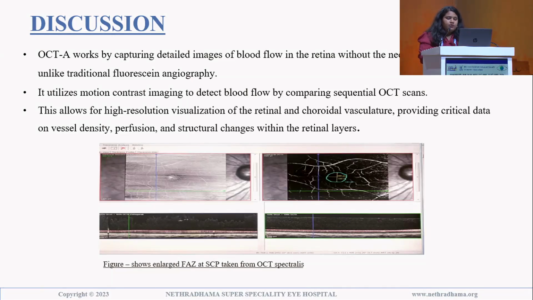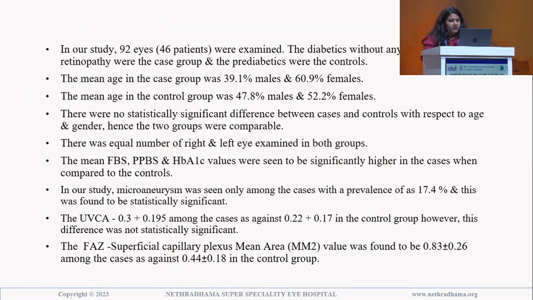This was the OCT picture obtained using the Spectralis machine in our hospital, wherein the manual method was used to calculate the mean area and the mean diameter. So 92 eyes were examined. The mean age was 31.9 with 39.1 percent males and 60.9 percent females in one group, and 47.8 with 47.8 percent males and 52.2 percent females in the other. It was not statistically significant, and microaneurysm was seen in only 17.4 percent of patients.